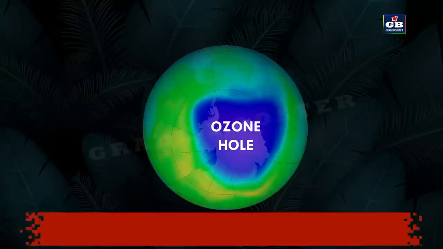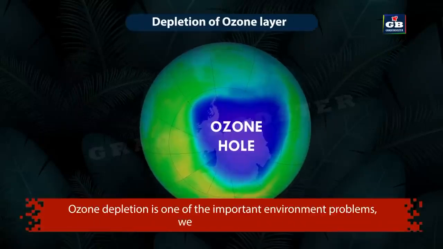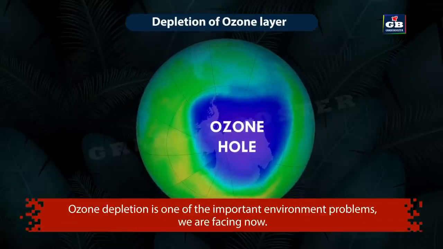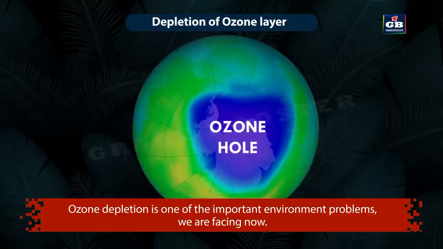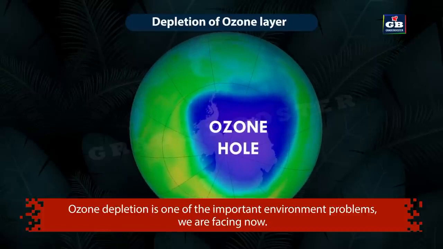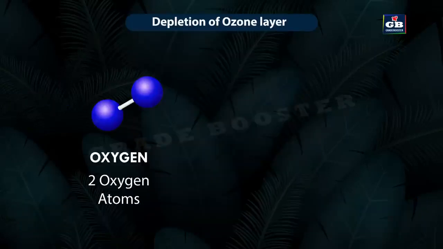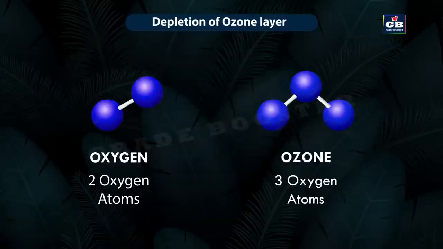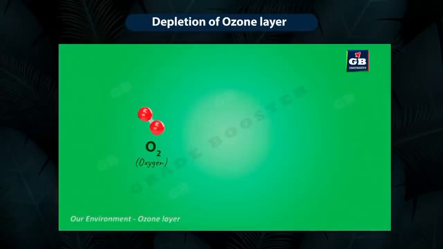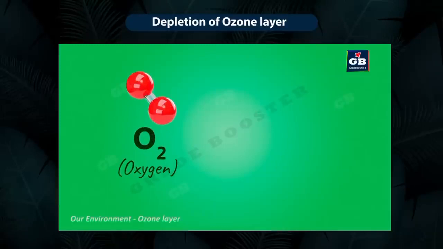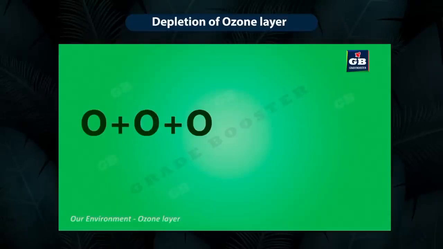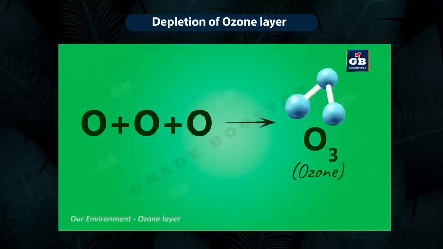Ozone layer. Ozone depletion is one of the important environment problems we are facing now. Let us know about the formation and depletion of the ozone layer. Oxygen and ozone both are made up of oxygen atoms, but they both differ a lot in their properties. Oxygen is made up of two oxygen atoms and its chemical formula is O2. Ozone is made up of three oxygen atoms and its chemical formula is O3.